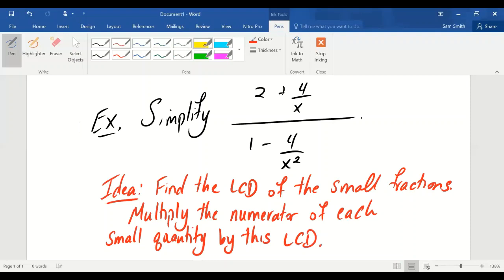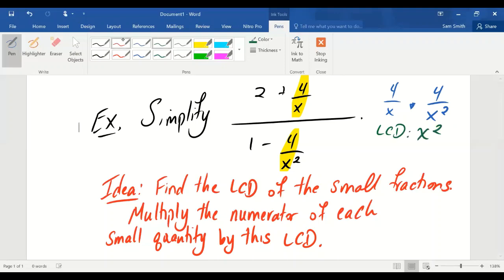In this problem, I see two small fractions here. One of them is 4 over x, and one of them is 4 over x squared. Now pretend that you were adding these fractions together. What denominator would you try and make both of them have? Well, to get both of these to have the same denominator, you can only go up from what you have. So x has to go up and be increased to x squared, because x squared cannot be decreased to x. So in our case, the LCD would be x squared.